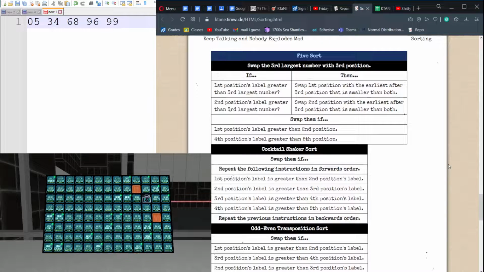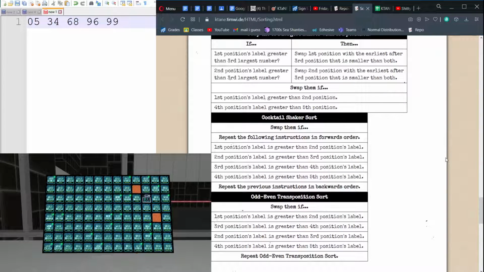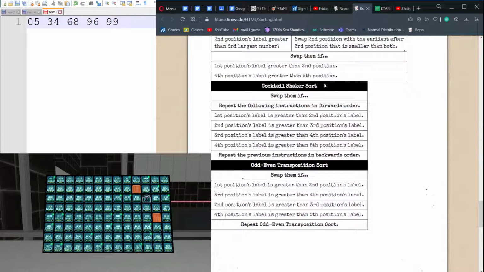I'm also not sure why that is called 5 sort, because you don't have to deal with 5, it should be 3 sort, but that's just me.